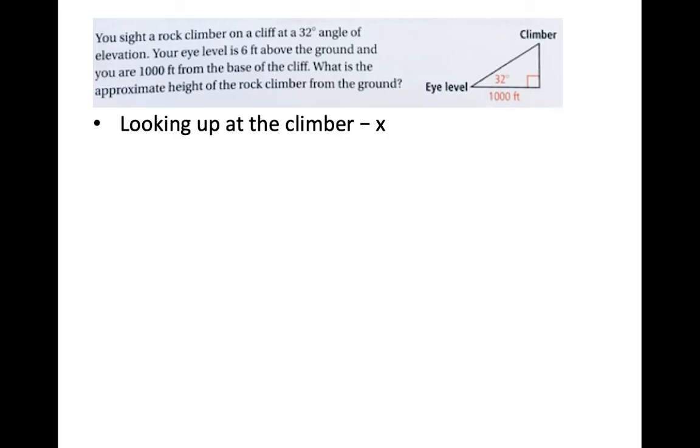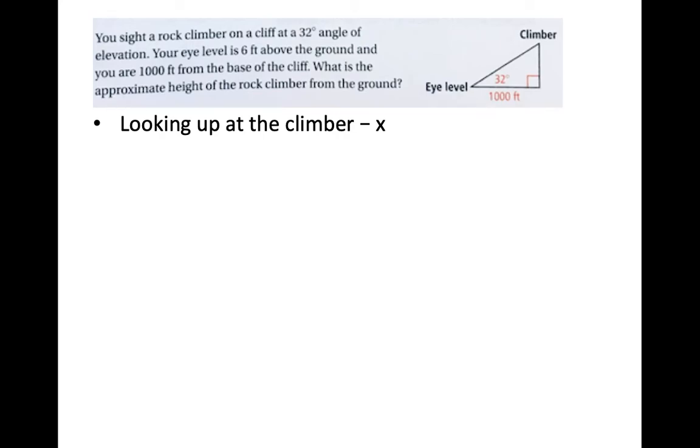So, you're at the eye level. The part that says eye level is you. You are 6 feet above the ground. So the eye level is you, 6 feet above the ground. You are 1,000 feet away from the mountain or the cliff, and the climber is at the top of the triangle on the right-hand side, top of the cliff, and you're looking at the climber, and the climber is probably looking at you. You're looking at the climber at a 32-degree angle.